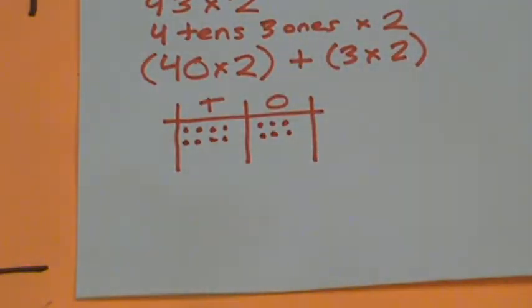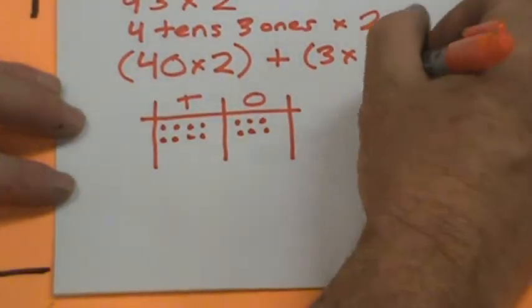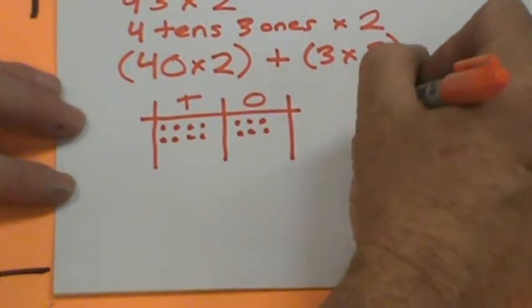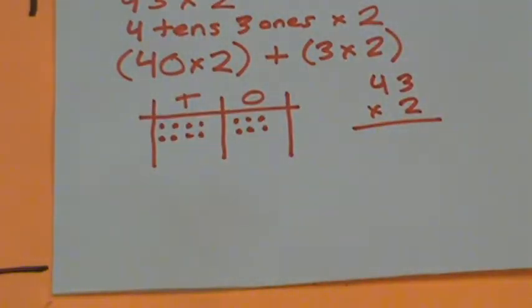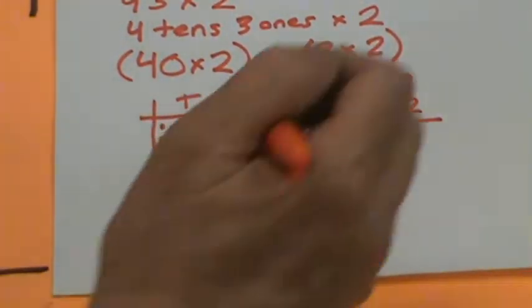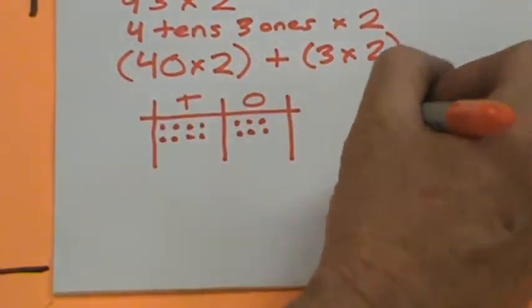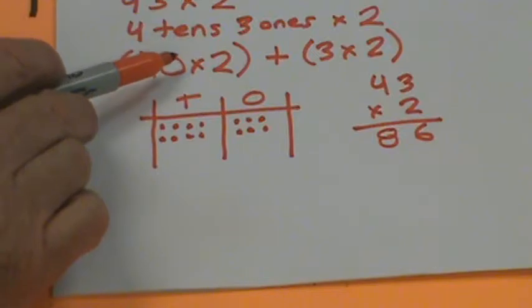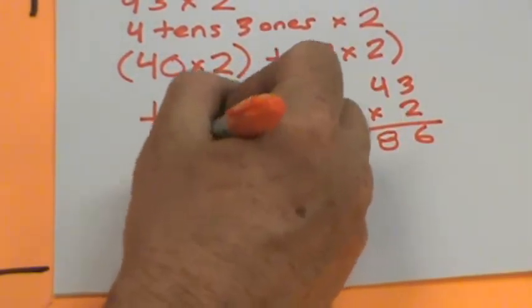There we have our place value chart, disks, excuse me. And then let's just do the standard algorithm of 43 times 2. We're all going to get the same answer, right? Sure. 3 times 2, there's our answer there, is 6. And 4 times 2, there's our answer there, 8. Same thing up here. 40 times 2 is 80, plus 3 times 2, which is 6. And right here we have 86.